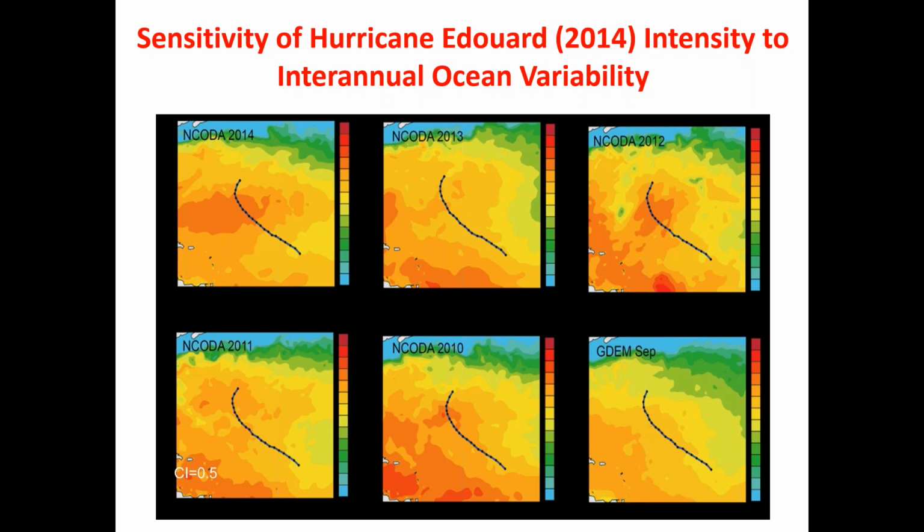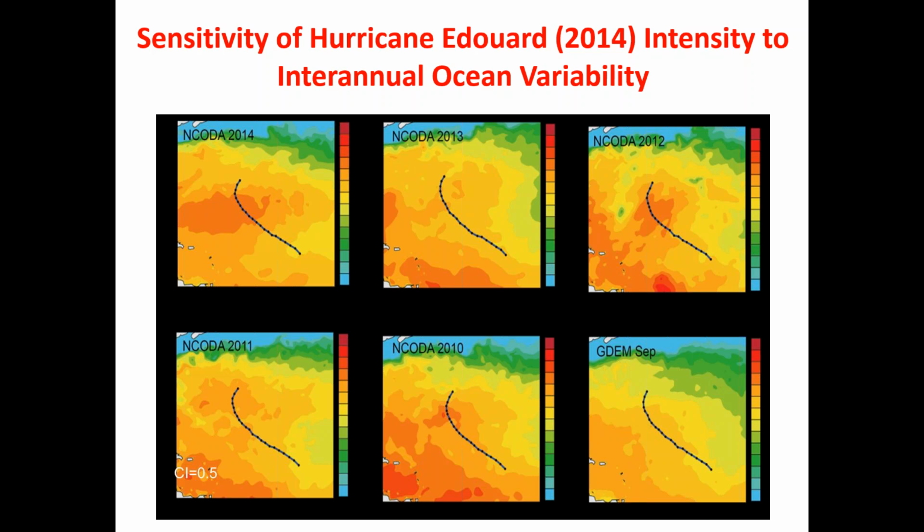And here we see 6 different model initializations. Upper left is the Navy ENCODA product, the realistic initialization for 2014, and these are maps of SST. And from left to right, 2013, 2012, lower left, 2011, 2010, and then climatology. So generally, I don't think any year was cooler than normal, but 3 of the years, 2014, 12, and 10 were fairly significantly warmer than normal.